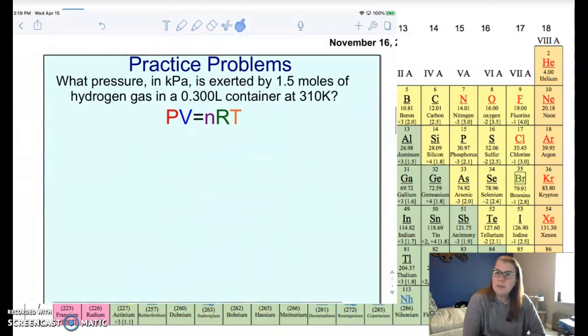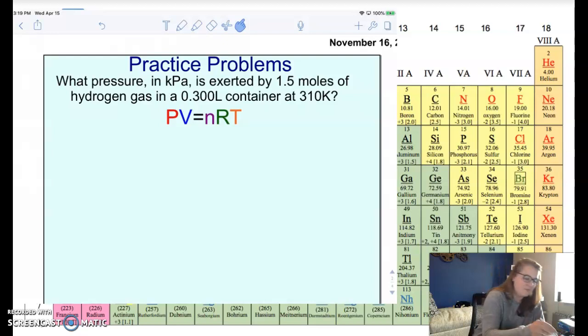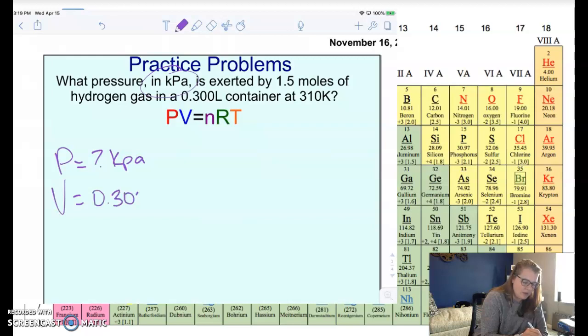So let's go ahead and try one. PivNert is useful when you know some conditions of a gas and not others. So for example, what pressure in kilopascals is exerted by 1.5 moles of hydrogen gas in a 0.300 liter container at 310 Kelvin? If we want to identify our variables here really quick first, P is pressure, that's what we're trying to solve for, but it specifically wants it in kilopascals, so I'm going to write that down. V is volume, so that was 0.300 liters. n, remember, is moles, so 1.5 moles.